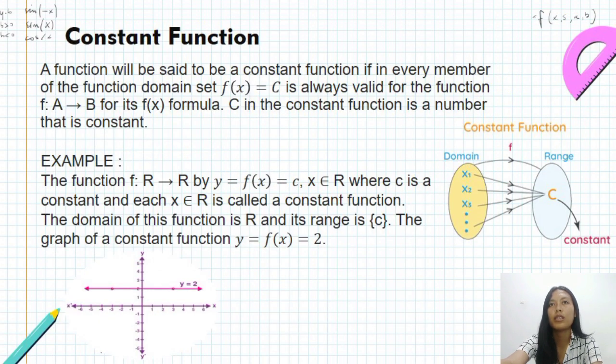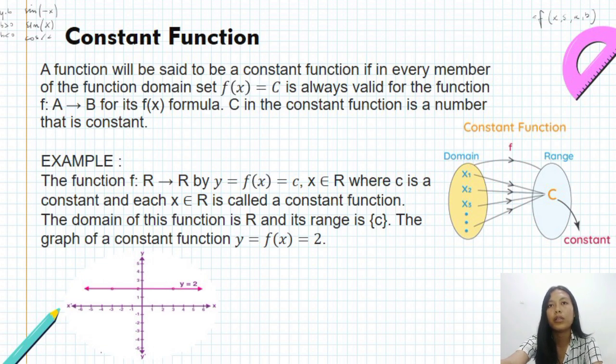Next, we have the constant function. A function is said to be a constant function if for every member of the function's domain set f(x) equals c is always valid for the function f from A to B. And c in the constant function is a number that is constant. You can see the picture on the screen. They are called domain and range. That is a constant function.